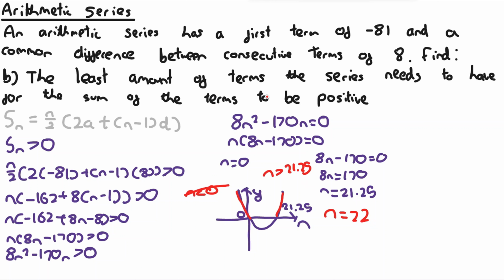So the least number of terms the series needs to have for the sum of the terms to be positive is going to be 22 terms. n is equal to 22, so it's 22 terms, and that's the final answer.